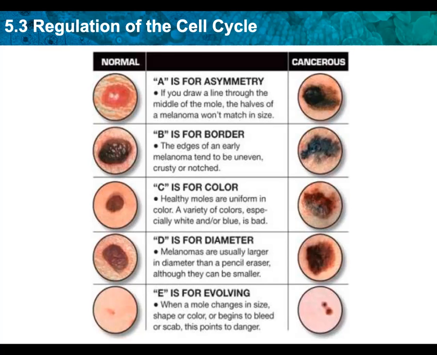Other cancer cells don't look like melanomas, though. So this is one kind of skin cancer called melanoma, where it's dark. But you can also have other skin cancers that look like a clear blister. And so some skin cancers look like an open sore or a clear blister. And so if you have a blister that doesn't go away or is oozing, that also could be cancer.